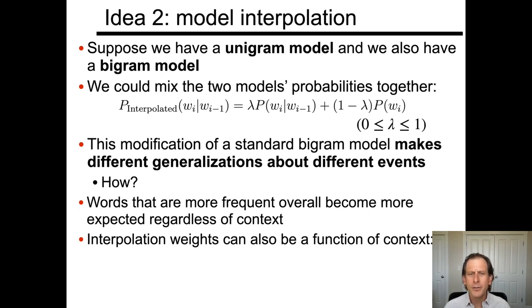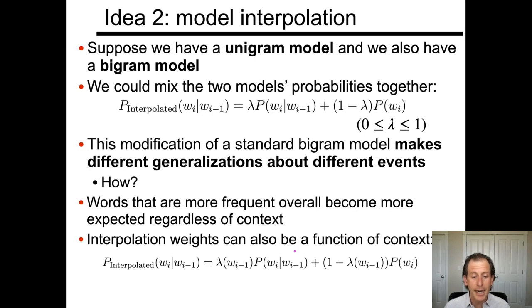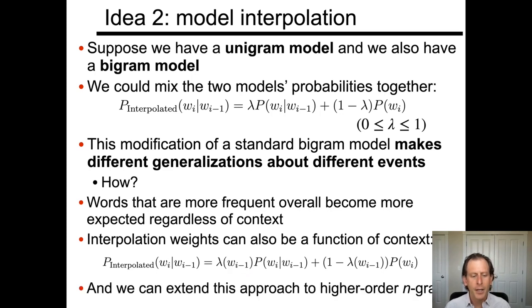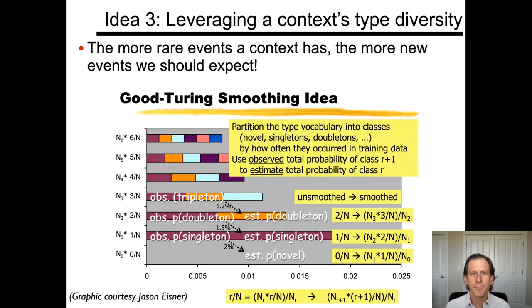Also, you can do other things, like make the interpolation weights a function of the context. I could change this interpolation weight to take in the context, say in a bigram context, the previous word, and spit out a weight. For example, a context that I've seen a lot might intuitively get a high lambda value, and a context that I haven't seen a lot should get a low lambda value because I don't have a lot of information about it. And we can extend this also to higher order n-grams. So that's idea one.